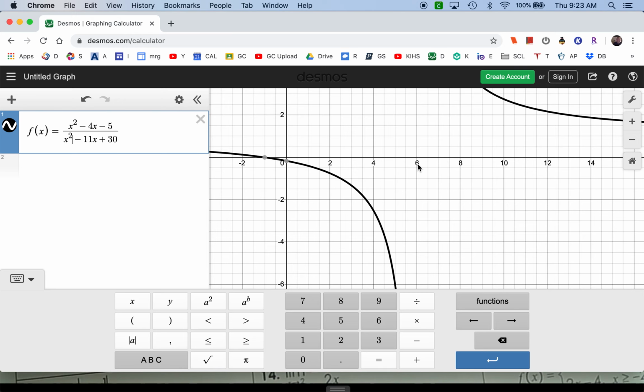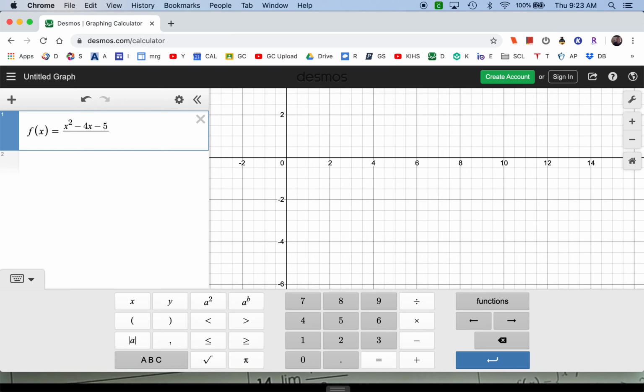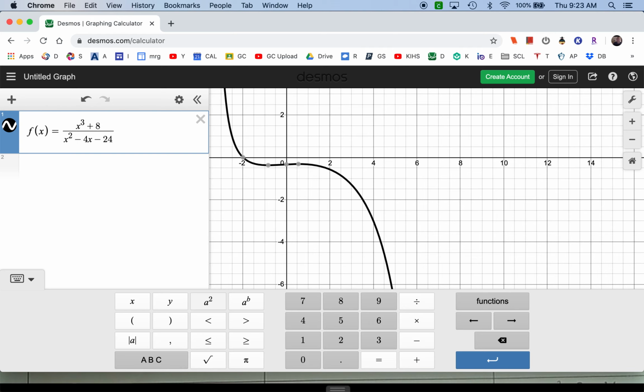All right, number 10, x cubed plus 8, and then x squared, subtract 4x, subtract 24. And I'm looking for the limit as x approaches 2. So as x approaches 2, what's the y value here? Let me make sure I typed it in right. It's as x approaches -2.